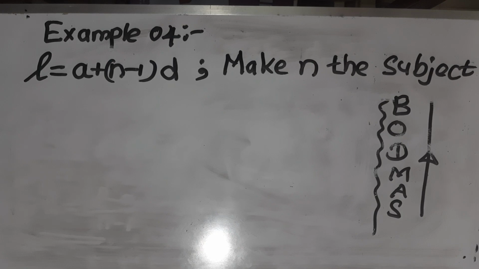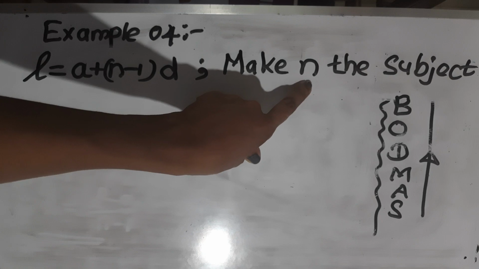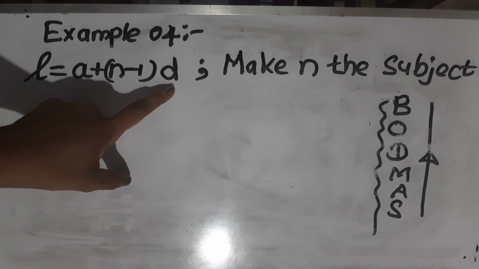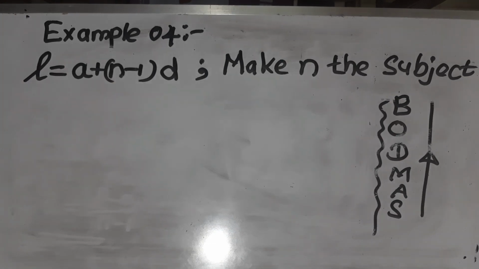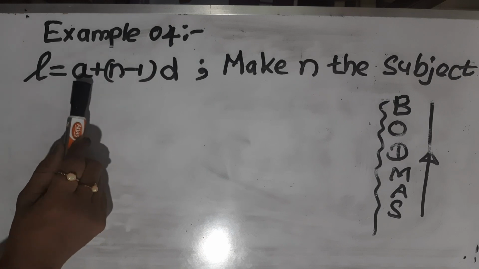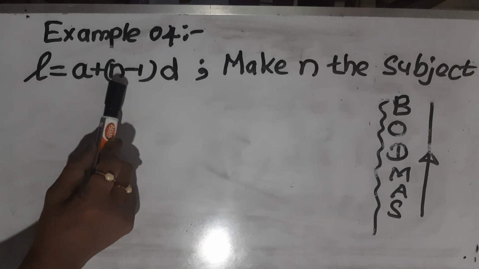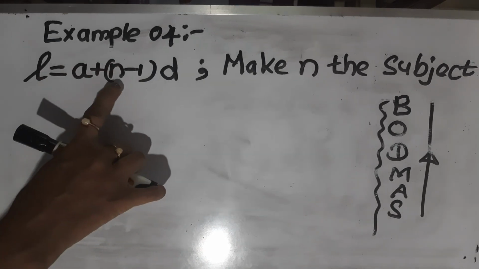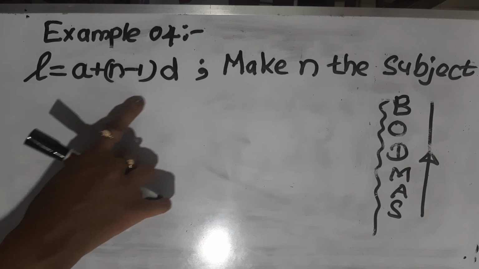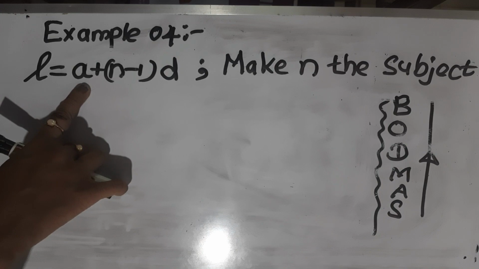Okay, our fourth example is the same formula, but we have to make n the subject. In the previous example we made d the subject. Here we are going to make this n the subject. Let's see how to do that. So there's an addition, plus a to n. So here what is the order? Here n minus 1 and that term is multiplied by d. Finally a is added, right?